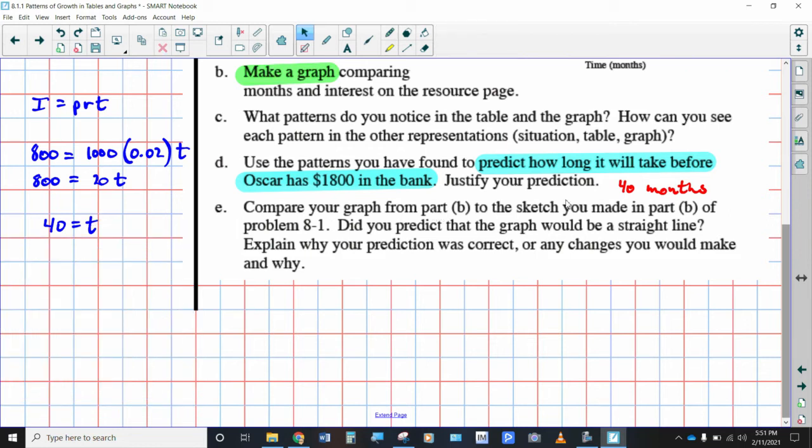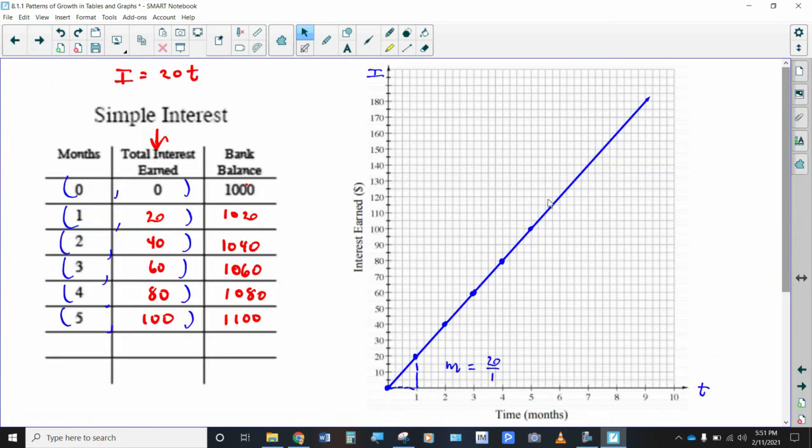Now it says compare your graph and part. No, we didn't do that part, so we're just going to skip that. So this is how simple interest works. Simple interest is a situation that is linear growth. There's a constant growth rate, and depending on whether you are graphing the interest earned or the total balance, it is either a proportional relationship for the interest earned, or just a linear relationship when you have the bank balance as your dependent variable.